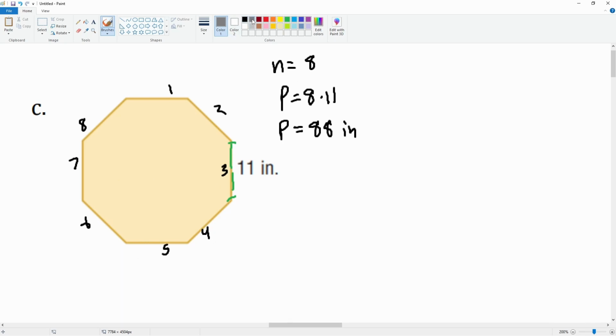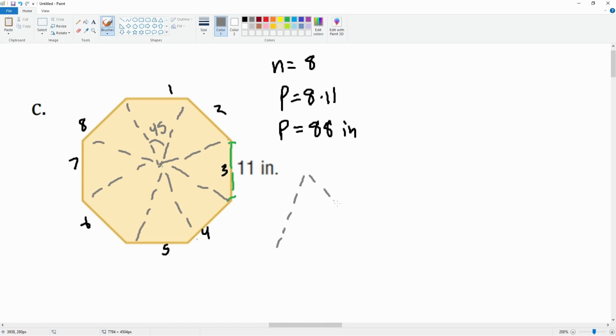Now I have to find a way to get the apothem. So the best way is to break this up into individual triangles. And I know that there are going to be 8 triangles in total here. So each triangle, 360 divided by 8 is 45 here. So I know that the triangle here, the angle here is 45.